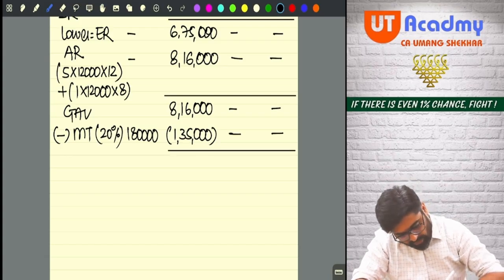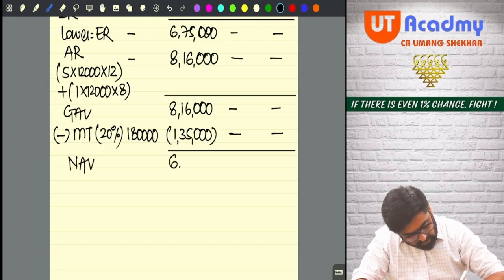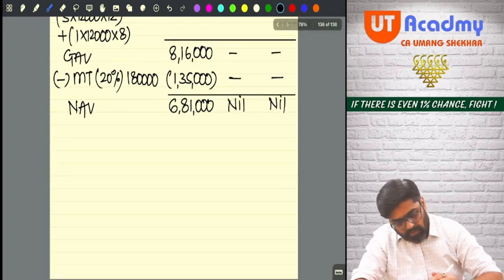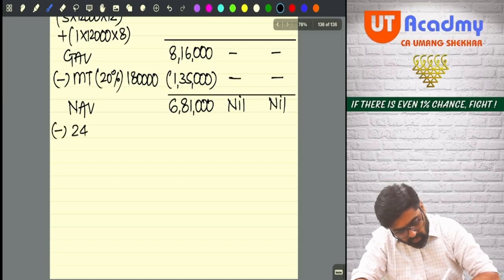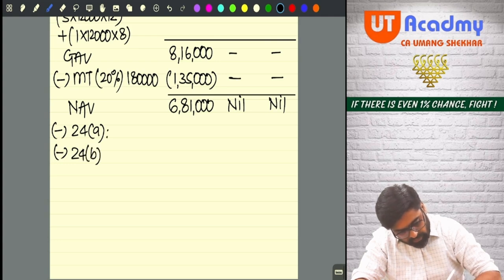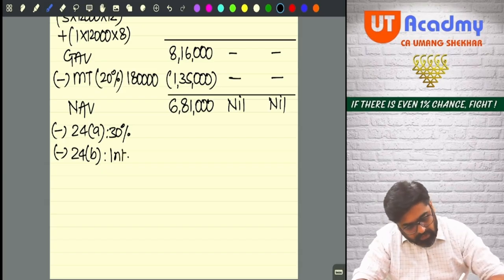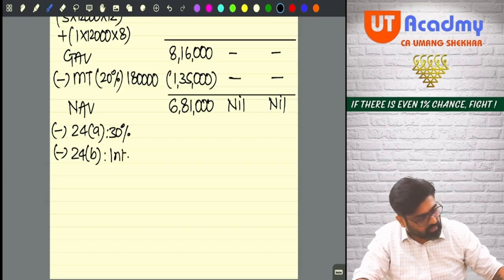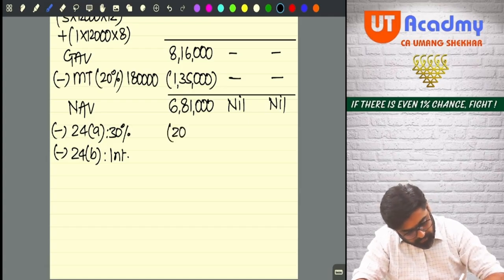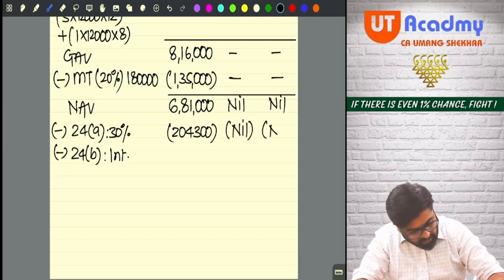So now my NAV will become 6,81,000 and here it will be nil. Sure. Now out of this NAV, I will claim 24 clause A and 24 clause B. First one is 30% standard deduction and second one is interest. Now tell me, 30% of 6,81,000 will be 2,04,300. And here it will be nil.